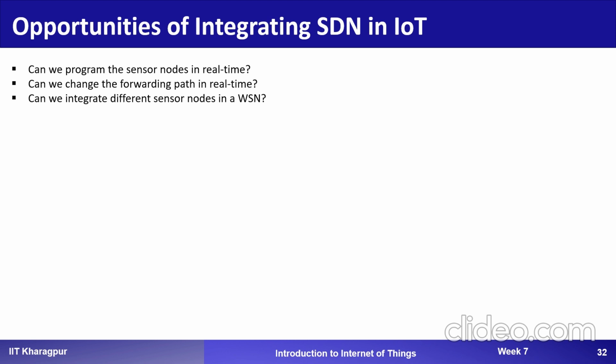Now the opportunities of integrating SDN in IoT. First one is, can we program the sensor node in real time? Basically, whatever the challenges are, those are the opportunities. In order to resolve the challenge, that is the opportunity only. Second one is, can we change the forwarding path in real time? Can we integrate different sensor nodes in WSN?